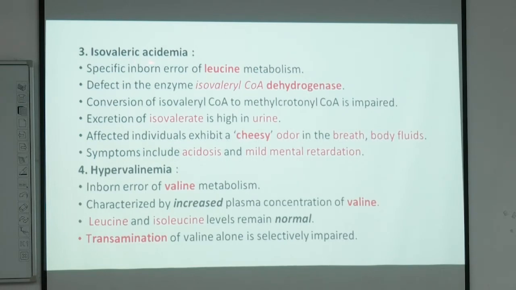Now, isovaleric acidemia. What is the amino acid in this disease that is defective? Isovaleric acidemia. Valine. But do not confuse this isovaleric with isoleucine. It is a defect of leucine metabolism. And here the enzyme isovaleryl CoA dehydrogenase is absent.